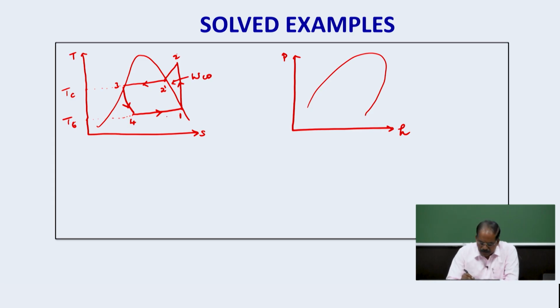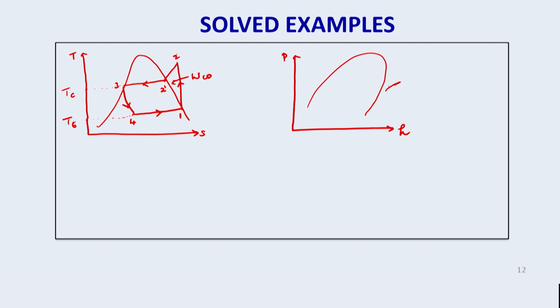State point 1 is dry and saturated. Here also it will be on the curve. So this is state point 1. Sorry, state point 2. This is after compression. This is state point 1. The remaining processes are like this: process 2 to 3, condensation, then 3 to 4, throttling.